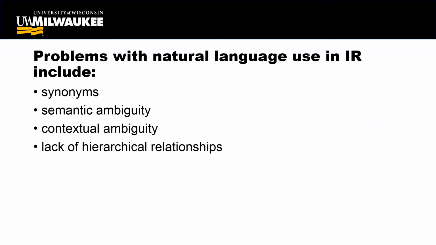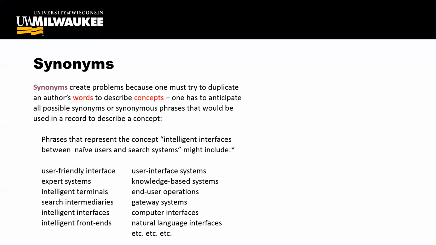And the problem with natural language in IR is synonyms, because when you have a synonym, it's not considered. They'll be coded in different indexes differently. Sometimes there's semantic ambiguity. I will give an example next. And also contextual ambiguity, and also lack of hierarchical structure. So let's see synonyms. If you're looking for, for example, intelligent interface, there may also be user-friendly interface, intelligent terminal, search terminal, intermediary. All those terms could be related. But if you just look at the term without considering synonyms, then your retrieved documents will be much fewer, right?